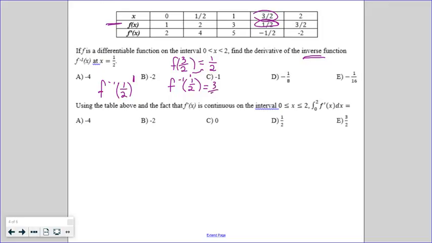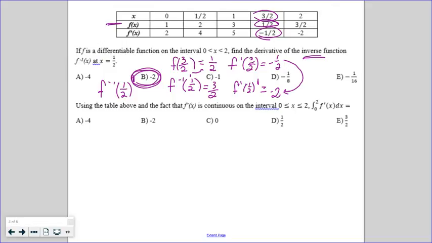Why do I care about that? Well, the derivatives of each of these are reciprocals of each other. So the derivative of the inverse at 1/2 is the reciprocal of the derivative of the function at 3/2. So if we find that function's derivative at 3/2, it is negative 1/2, which means the inverse's derivative at 1/2 would be the reciprocal of that, which is negative 2. So scanning through now what I've written all over, that would be option B.